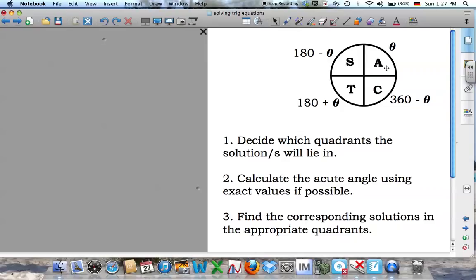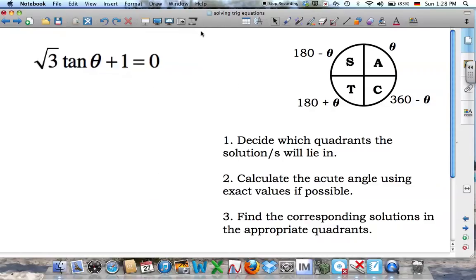All Stations to Central, for those who have me, and I know Miss Hughes's class has a slightly different saying. So here we just decide, is sine positive, tan positive, cos positive, and so on. The next thing we do is we calculate the acute angle using the exact values if possible. So remember, if you see a 30, 60, or 45 degrees, you can use your exact values. And then finally, we find the corresponding solutions in the appropriate quadrants. And this is where we use the 180 minus theta or 180 plus theta or 360.